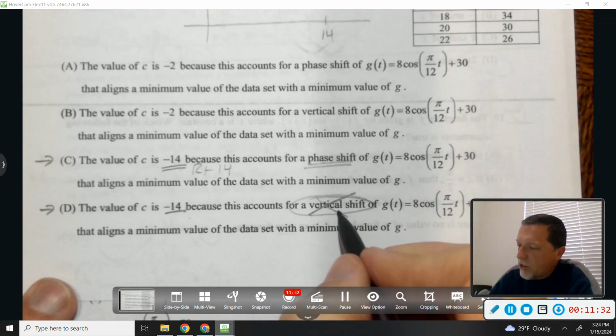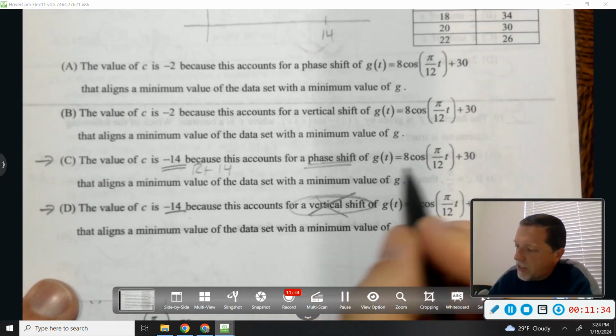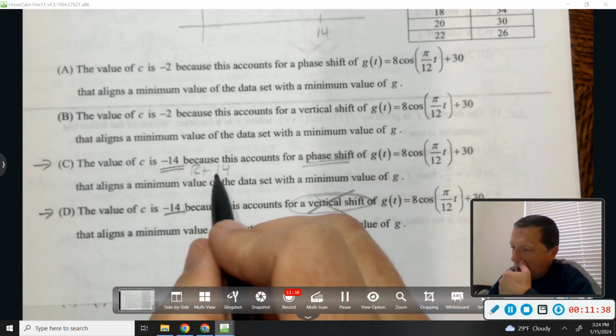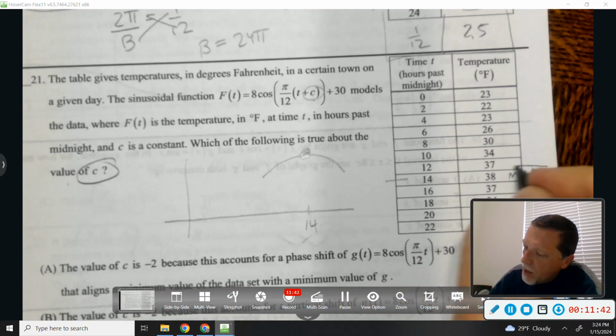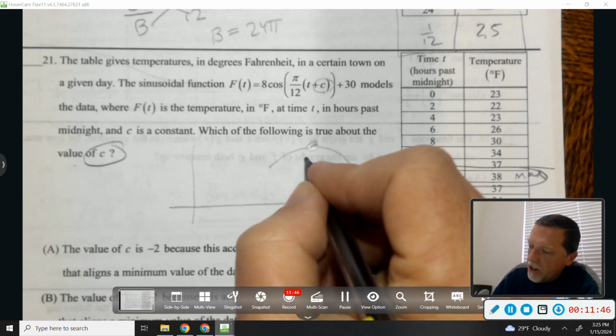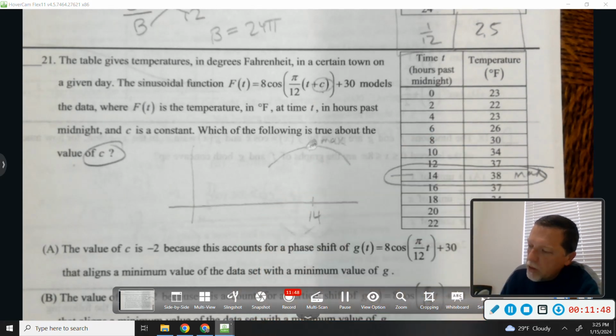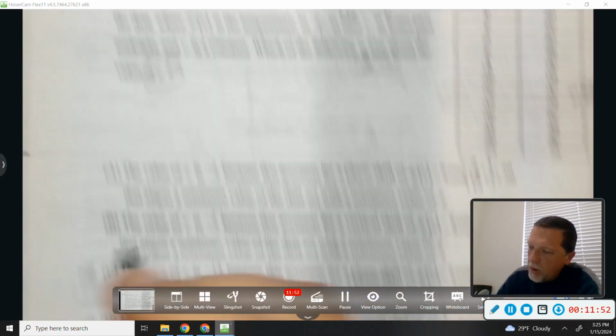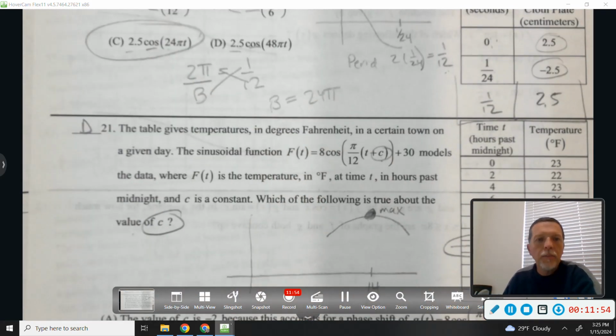So I can throw out the vertical shift. C is not a vertical shift. C is a left and right shift, and I want to go right 14. So minus 14. Again, going right 14 would put me at my maximum. So I want the max to occur at 14 hours, so I need to move it right 14. So C is minus 14.